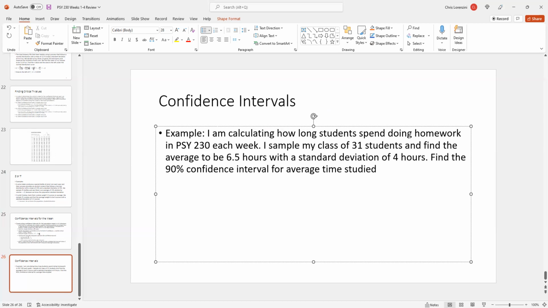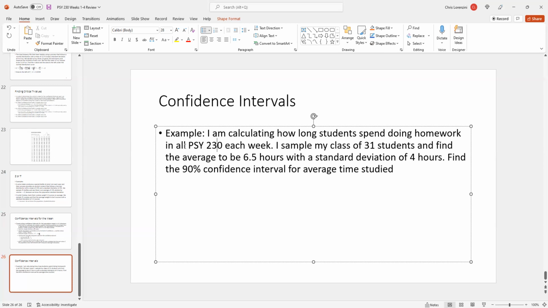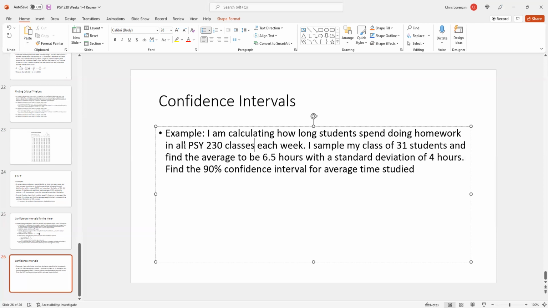Calculating how long students spend doing their homework in all PSY 230 classes each week. I sample my class of 31 students and find the average to be 6.5 hours with a standard deviation of 4 hours. Find the 90% confidence interval for the average time studied. Now, by clarifying that the population are all PSY 230 students, am I going to use a Z or a T in this case?